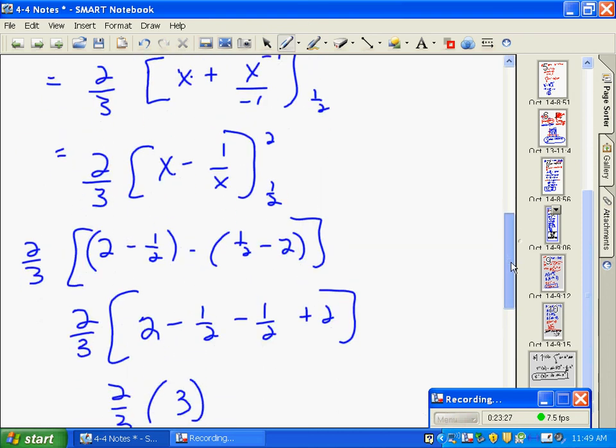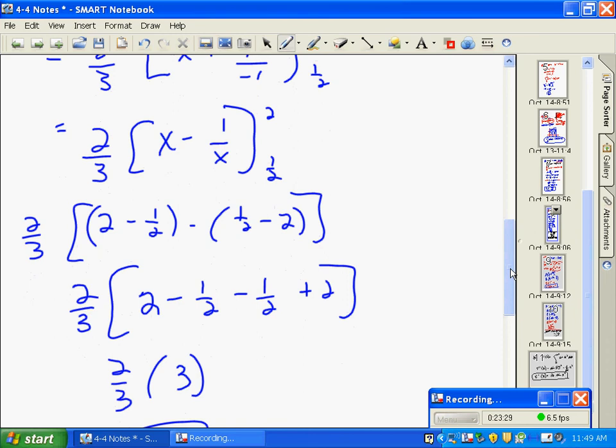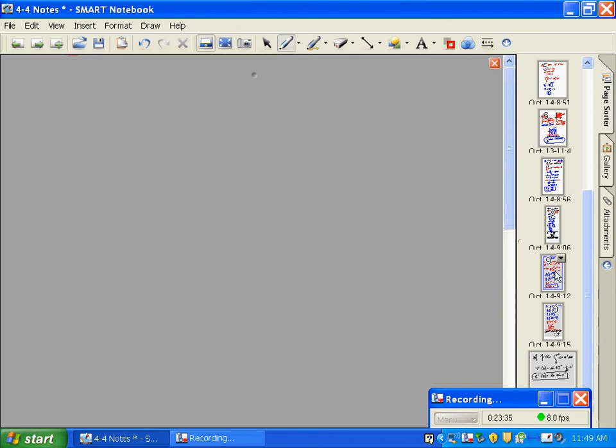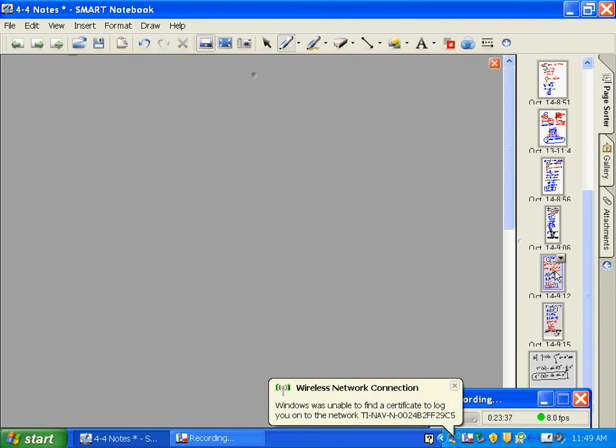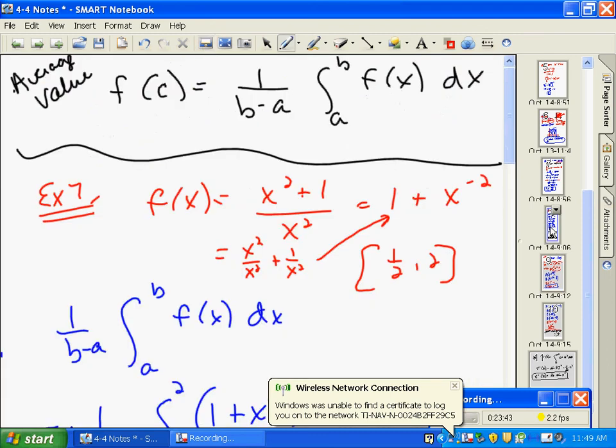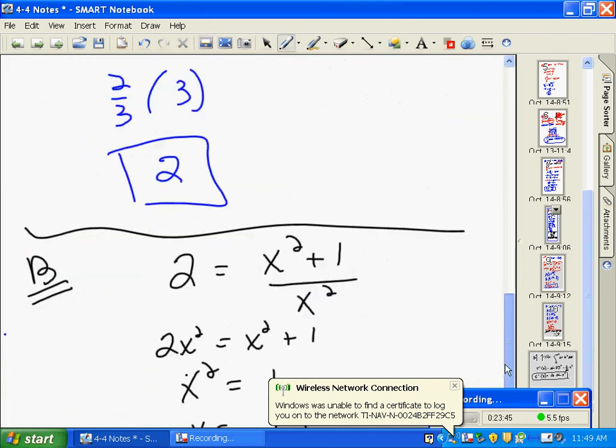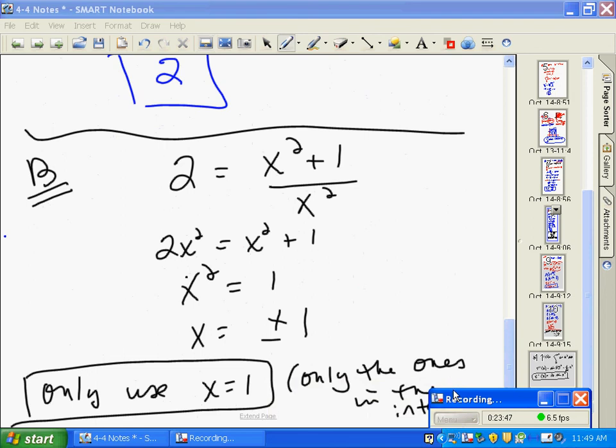So a lot of work to do on that one. Part B on this one says to find, oh no, where's part B? Here's part B, went to the wrong page.